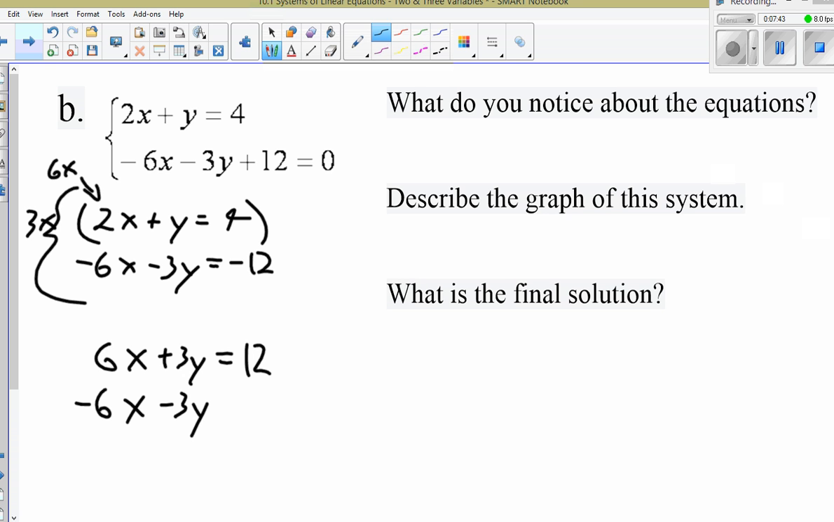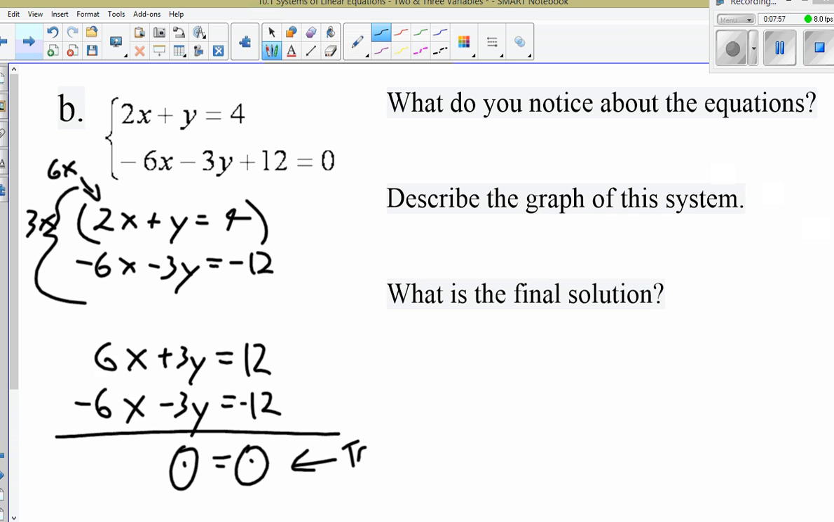I set it up to eliminate, and I notice that they're just opposites of each other. So when you eliminate things, you're going to get something like 0 equals 0. Well, this is true. If I know it's true, it's going to be consistent. Okay? But if it's false, it's going to be inconsistent. There's not going to be any solutions. They're parallel lines.